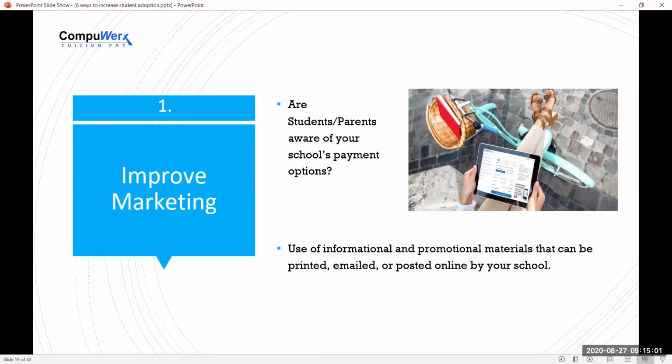As you know, for any type of good program, if we don't do a good promotion or marketing, no matter how good this program is, nobody knows it, and it doesn't do anybody any good. Same thing with payment plans. So you've got to tell your students and parents, use the information and promote the materials that could be printed, emailed to your students, or posted on your school website or social media sites about this program.